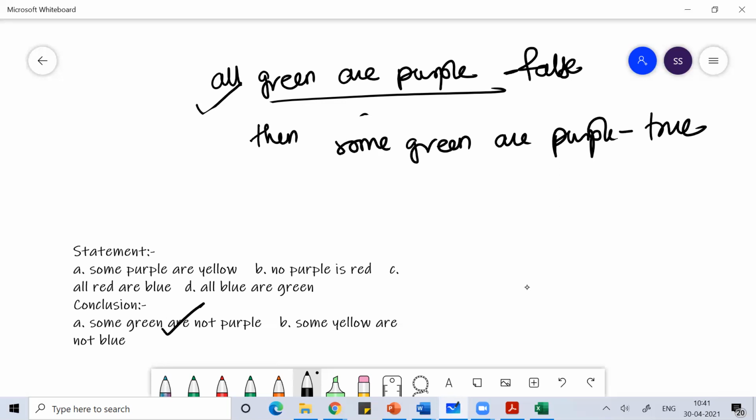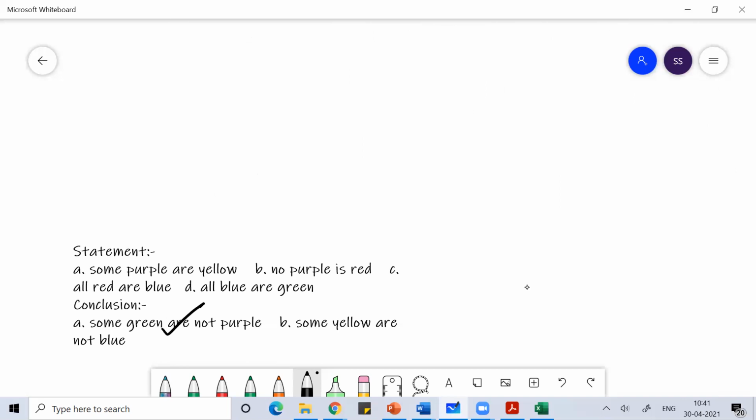Second conclusion: some yellow are not blue. To test this, all yellow are blue, is this true or not? For that I'll draw the diagram again. So, all yellow are blue.